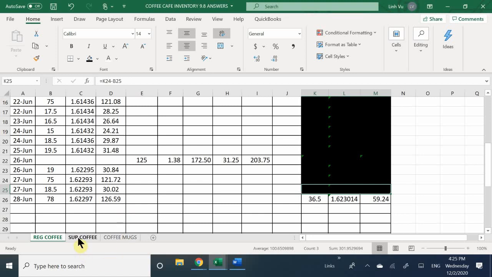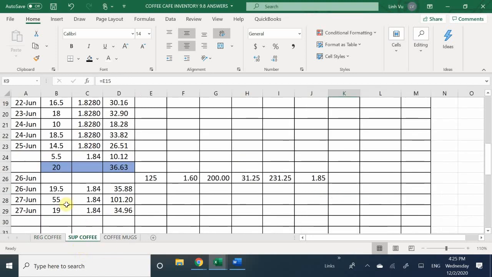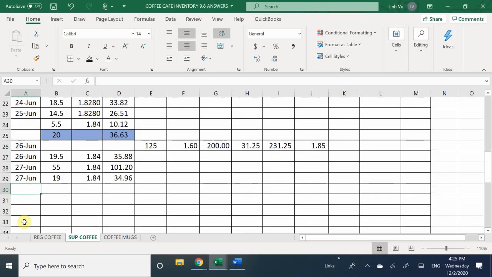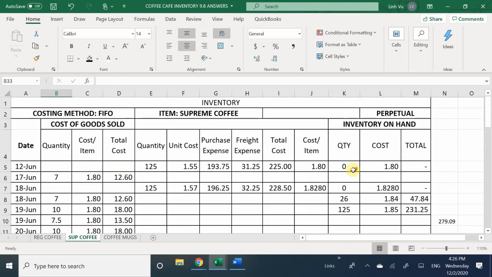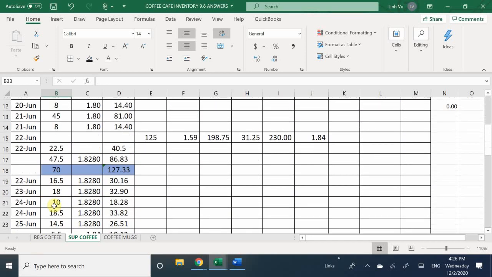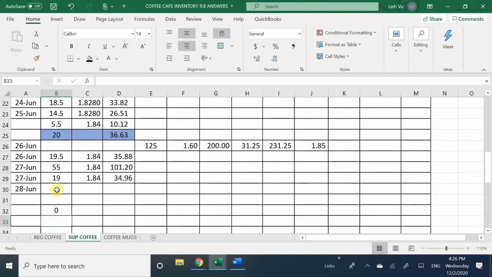I'm blacking that one out, and then I'm moving over here to Supreme coffee. The date again is the 28th, and this time let's do 75 pounds. Do we have enough for 75? No, I'm going to do this in 2 batches. So we got 26 in batch 1, and that's going to be the whole thing.